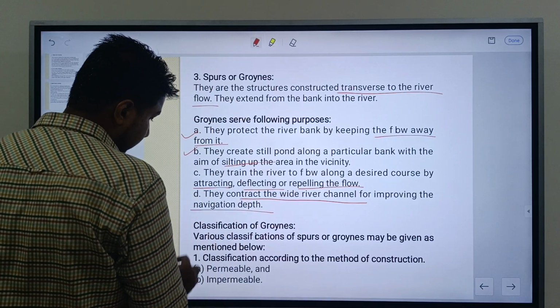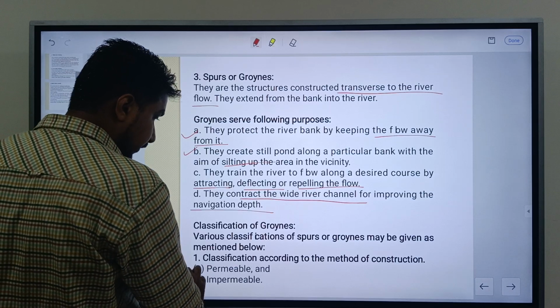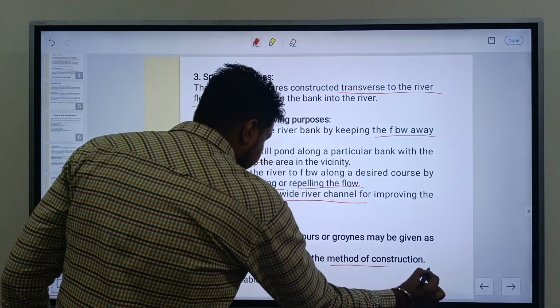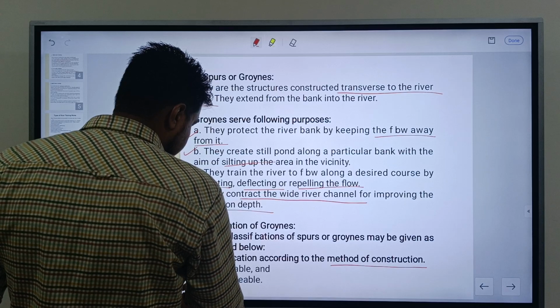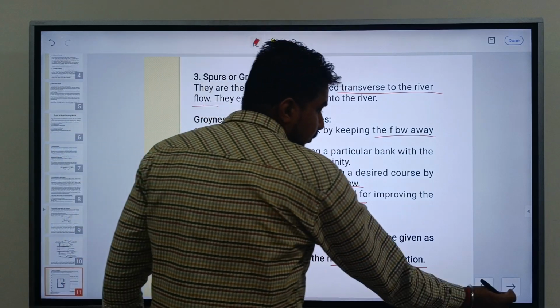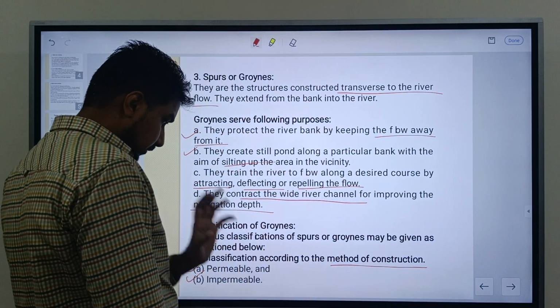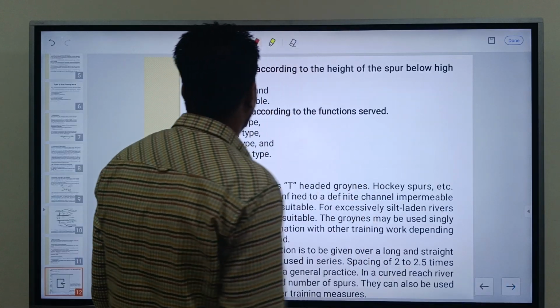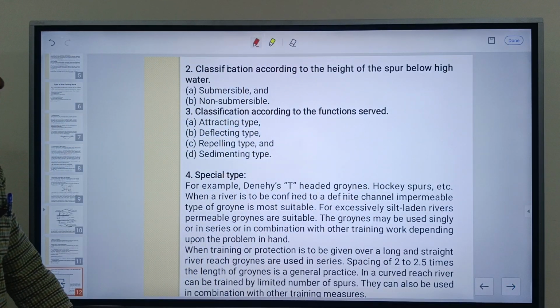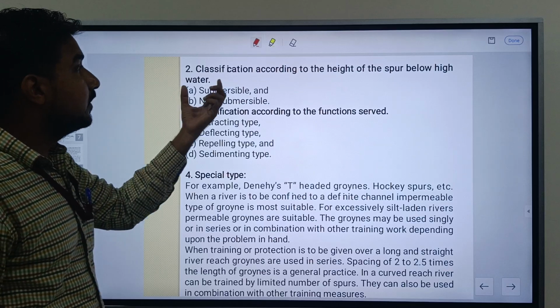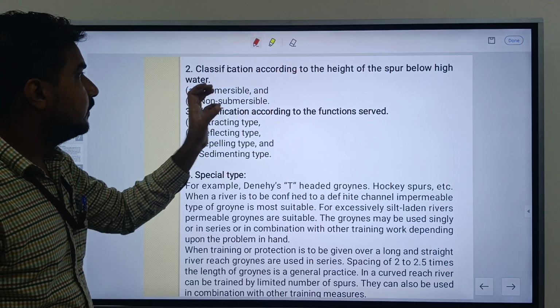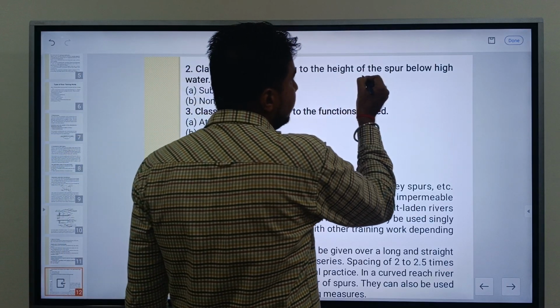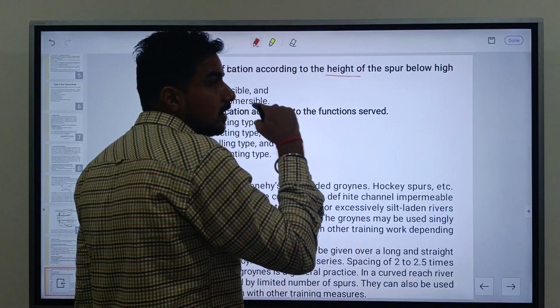So, classification of groins. Now we will go through the classification of groins. First, classification according to the method of construction: the permeable groin and the impermeable groin. So there are two types of groins according to the method of construction.